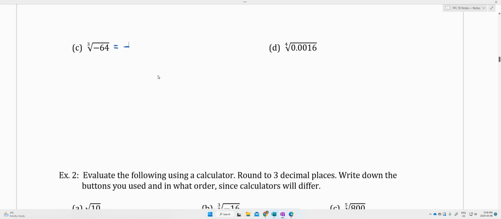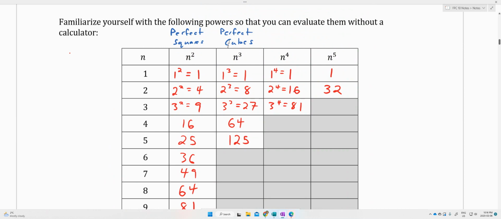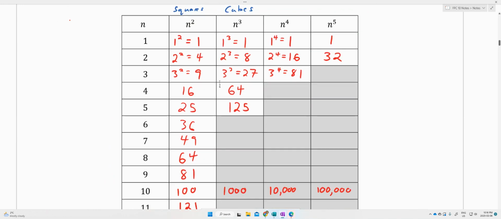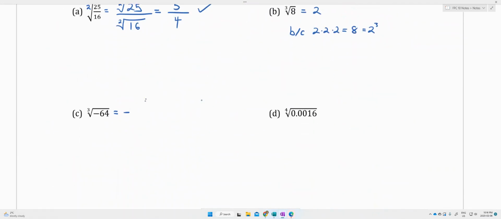And what number times itself 3 times? If you don't see it already, just roll up here. Let's look at our perfect cubes and see if we see this number anywhere. And it's right here. 4 times 4 times 4 is 64. So our result is negative 4. And you can always check this. Multiply negative 4 by itself 3 times, and you're going to get negative 64.